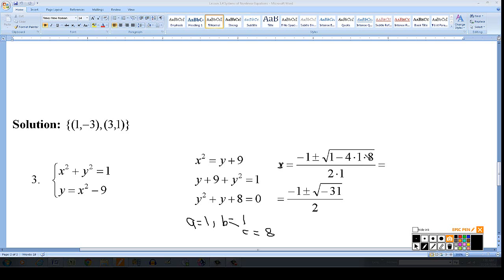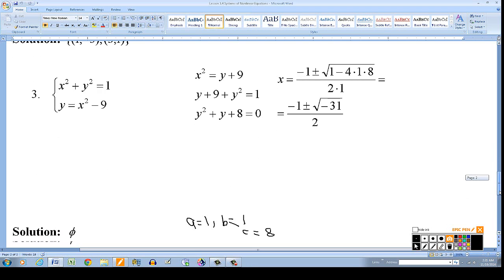Okay, now when we're dealing with solutions of systems of equations, we're looking for real solutions. Okay, because I have the square root and under the radical I have a negative, this is an imaginary solution. So there are no real solutions. There are no real solutions to this system of equations. So since we're looking for real solutions and we only have imaginary solutions, then there's no solution. So I use the notation for the empty set. No solution.